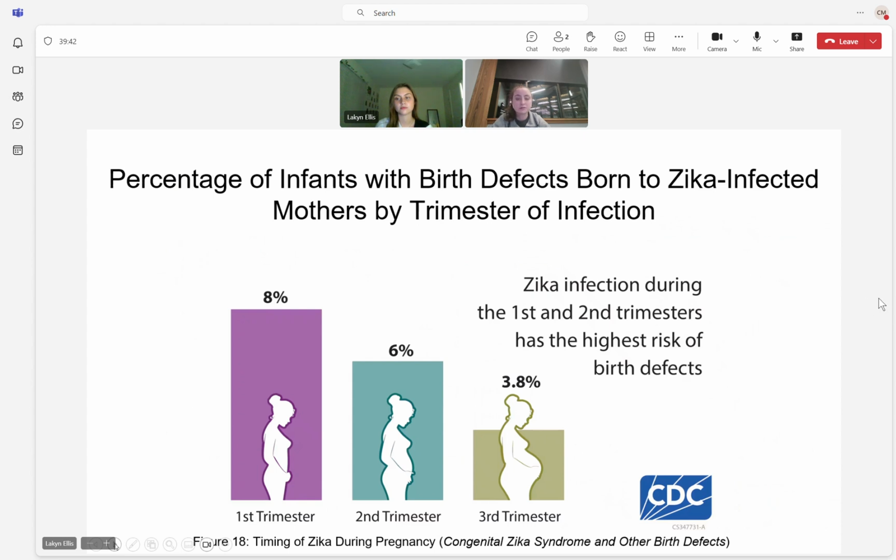So Zika results in the most birth defects during the first trimester of pregnancy at around 8%, which makes it especially important to practice precautions in areas with known Zika transmission because a lot of people don't know they're pregnant at this point and only find out later on in the first trimester.